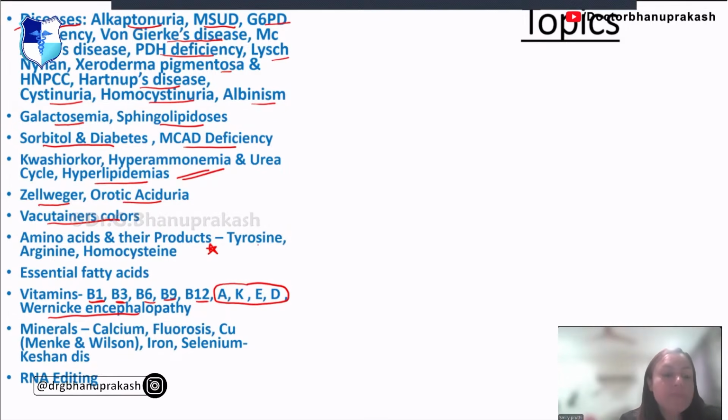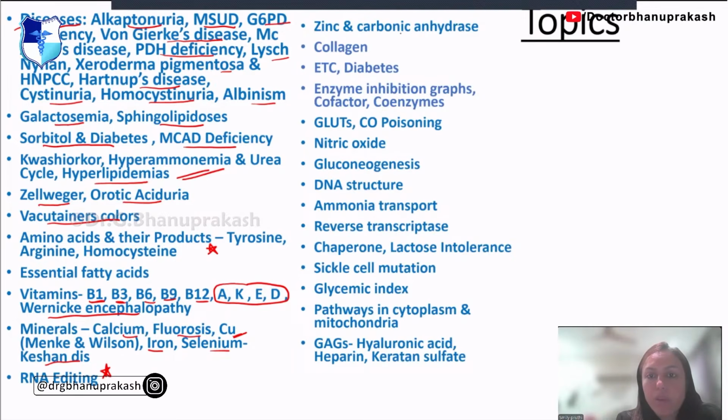Okay. Then minerals which are frequently asked. Calcium, fluorosis is frequently asked. For copper, we have two diseases, Menkes and Wilson. Then iron, selenium, Keshan disease. Okay. Then RNA editing is the new topic which you should do, right? Then we have zinc and carbonic anhydrase, then collagen, ETC and diabetes, enzyme inhibition graphs.